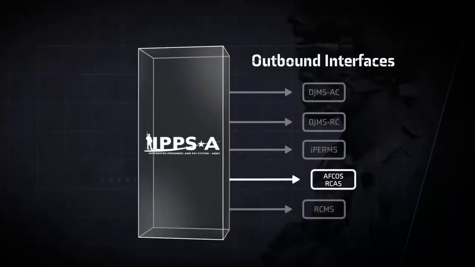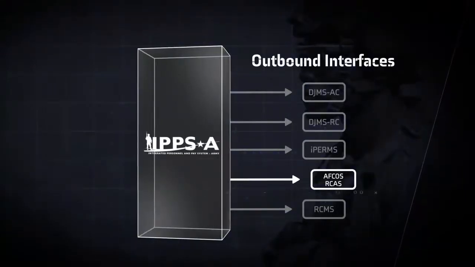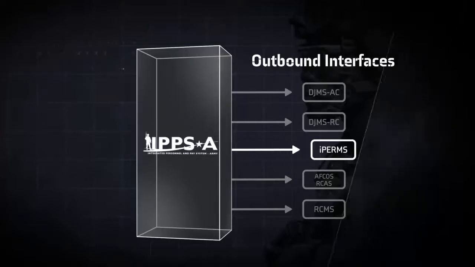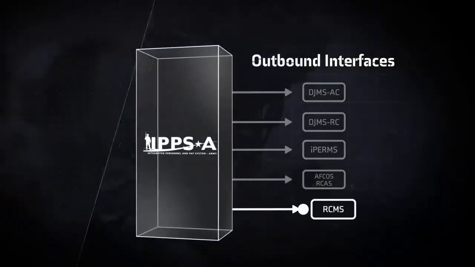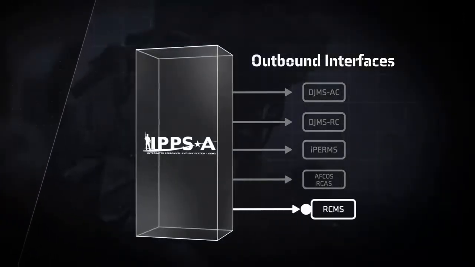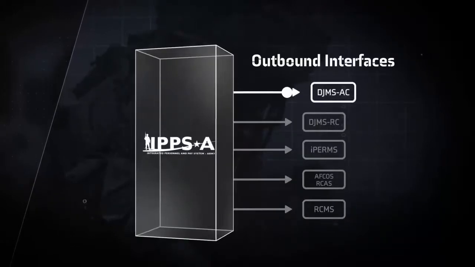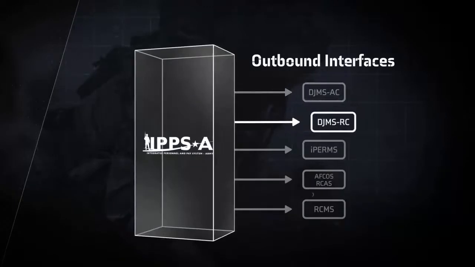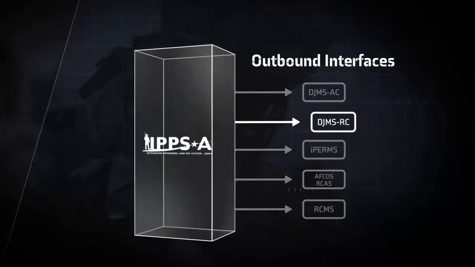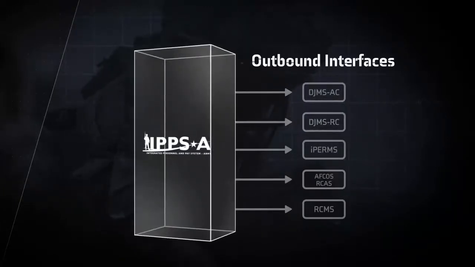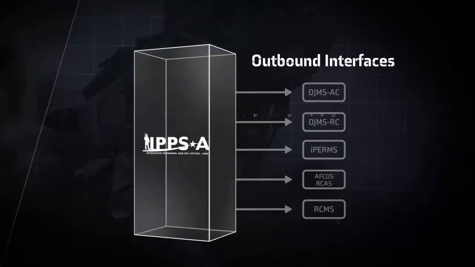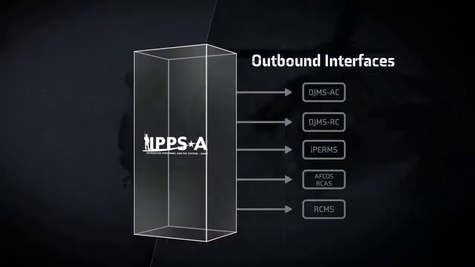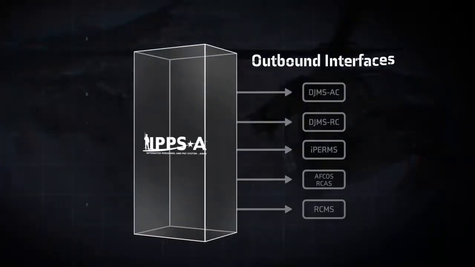IPPS-A also sends information to other ADSs called outbound interfaces. There are 49 outbound interfaces in Release 3. The most significant are the Defense Joint Military Pay System, Active and Reserve Component Systems, or DJMS-AC and DJMS-RC. These systems are what pays soldiers. IPPS-A updates the pay system automatically when certain transactions are approved and executed in IPPS-A.